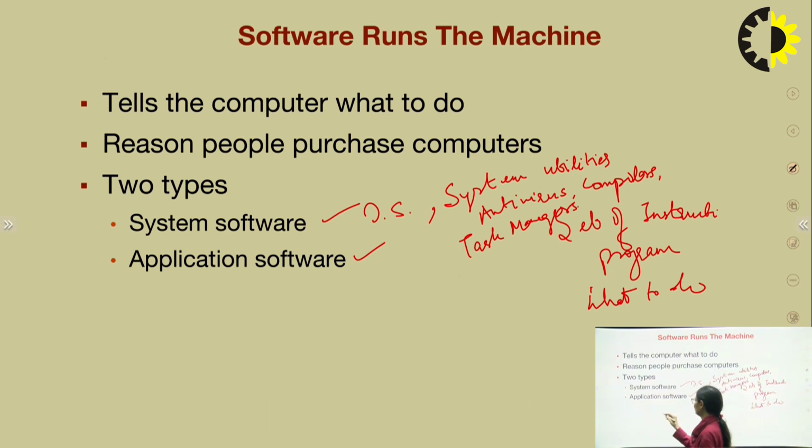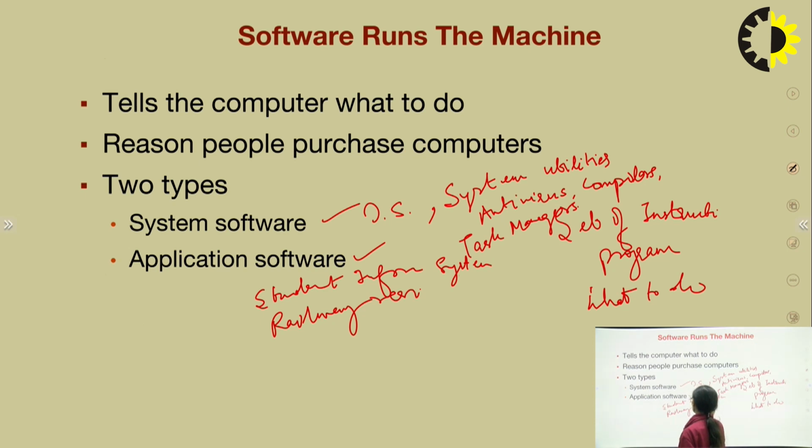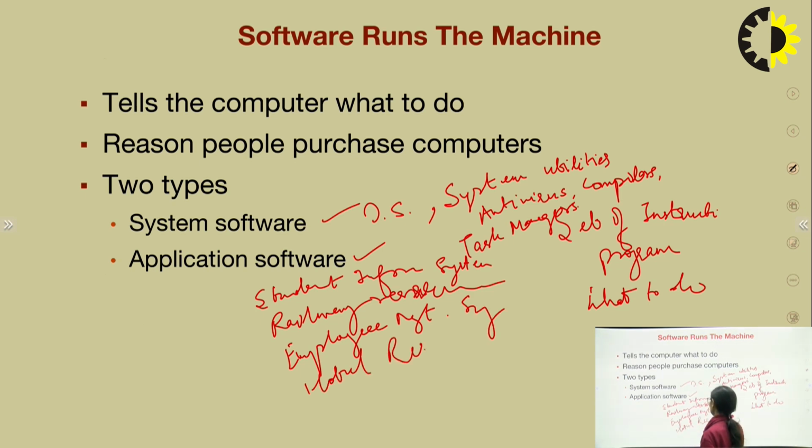For example, it could be your student information system, it could be your railway reservation system, it could be your employee management system, hotel reservation system. These are your Word doc files, your Word Office, basically all the tools which come under your Office, they come under the category of application software.